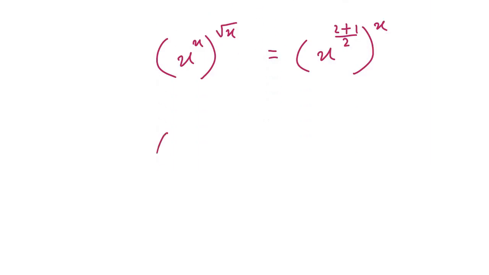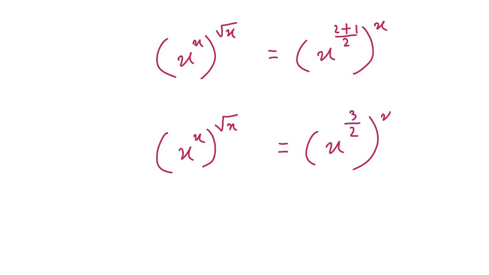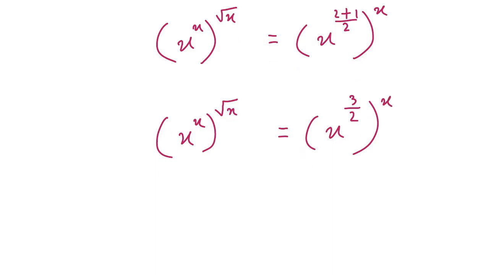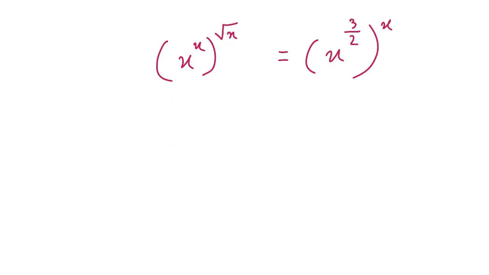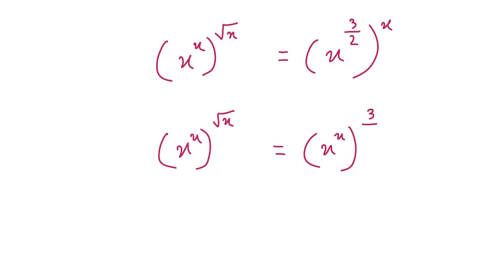Then we can write x to the power x whole to the power square root of x equals x to the power 3 by 2 whole to the power x. Then we can write x to the power x whole to the power square root of x equals x to the power x whole to the power 3 by 2.